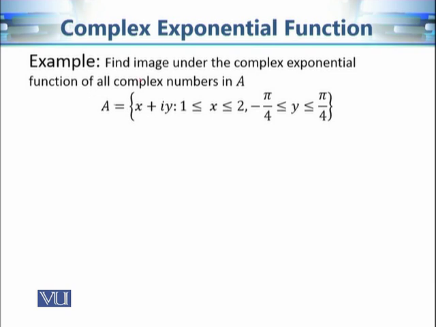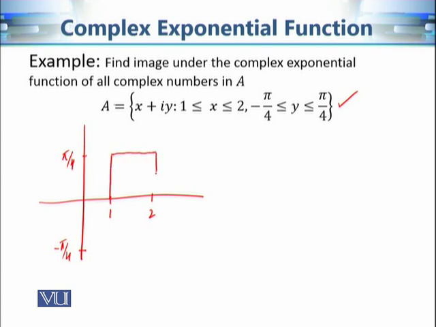Okay, so we have used this expression that we derived in this module. Now we want to find the image under the complex exponential function of all of these numbers. So what are these numbers in the z plane? The real part x lies between 1 and 2. So let's say this is 1 and this is 2. The imaginary part lies between -pi/4 and pi/4. So let's say this is -pi/4 and this is pi/4. Basically we are talking about all the numbers in this portion.